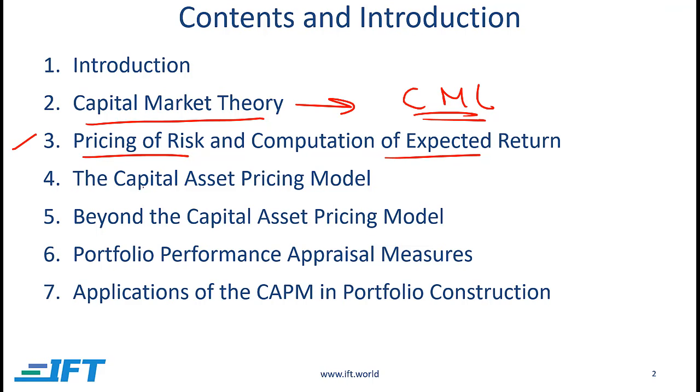Then in section 4, we will talk about the capital asset pricing model, which is one of the most basic methods of taking risk and a particular kind of risk, and based on that risk coming up with an expected return. Then we will go beyond the capital asset pricing model. We will talk about limitations of CAPM as well as some extensions to CAPM. Section 6 deals with different portfolio performance appraisal measures, and in section 7 we will talk about the applications of CAPM in portfolio construction.